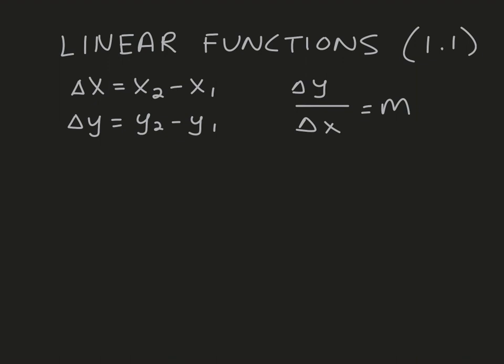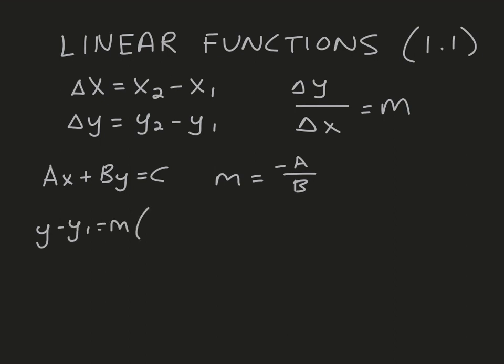And if the slope is a constant, then that means we have a linear function. Now there's a few different types of equations that you see with linear functions: ax plus by equals c. If you see an equation written in this quote-unquote standard form, you can find the slope in one step by doing opposite of a divided by b. That's a nice little shortcut that a lot of people don't know. They usually take the time to isolate the y.